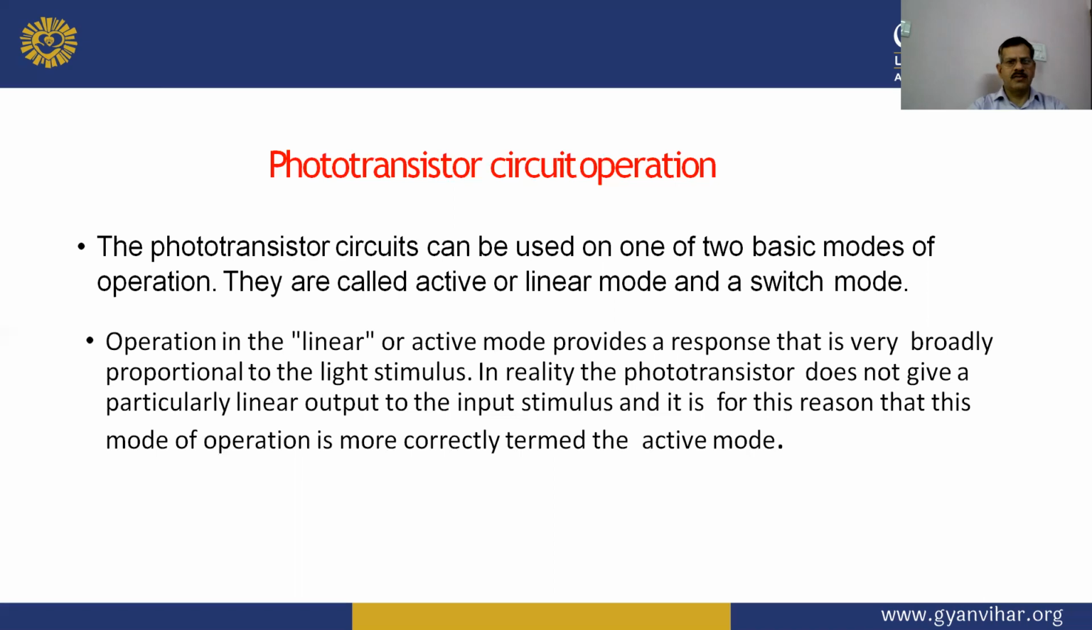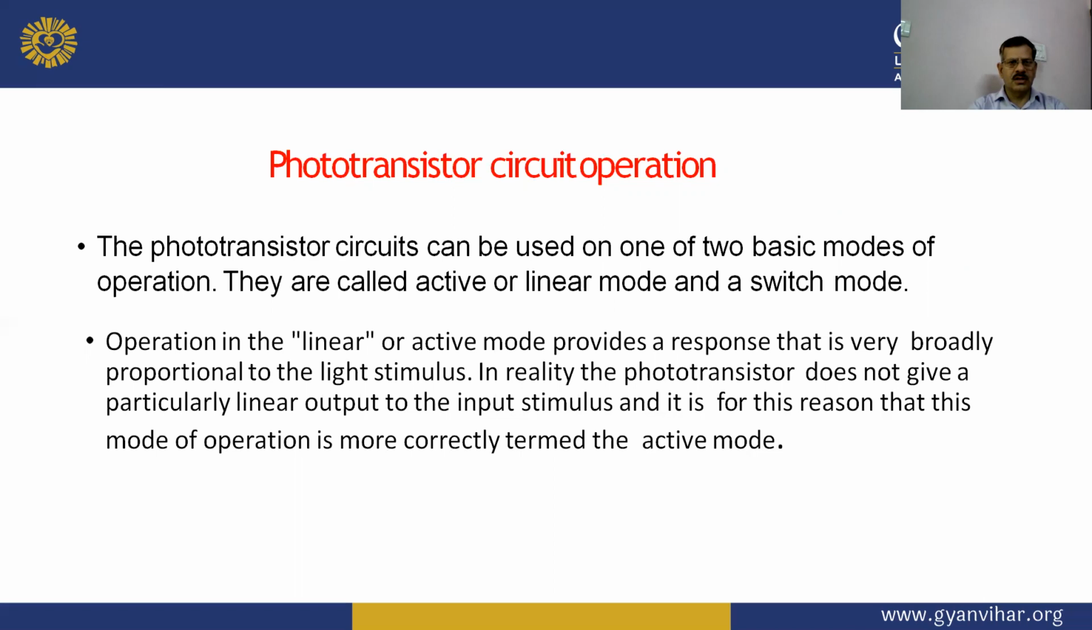And next, what is the phototransistor circuit operation or working principle of the phototransistor? The phototransistor circuit can be used in one of two basic modes of operation. They are called active or linear mode and switch mode. So basically here are two basic modes of operation. One is the active or linear mode and second is the switch mode.